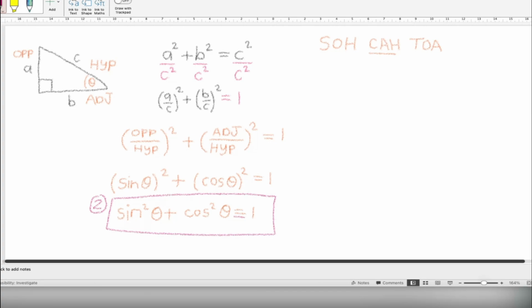Now, one important thing that I want you to take note of is that this identity can actually be shuffled. You can also write it as the cosine of theta squared is identical to 1 minus the sine of theta squared. So we just shuffled it. I took the sine of theta squared over to the other side so that cosine of theta squared is the subject. Or you can write it like this: the sine of theta squared is identical to 1 minus the cosine of theta squared.